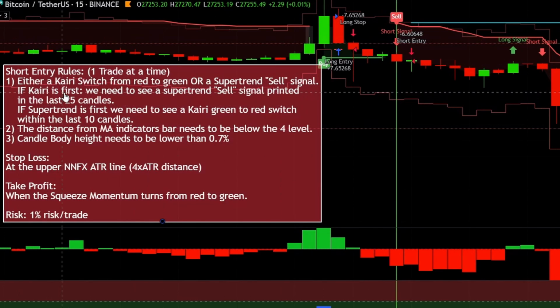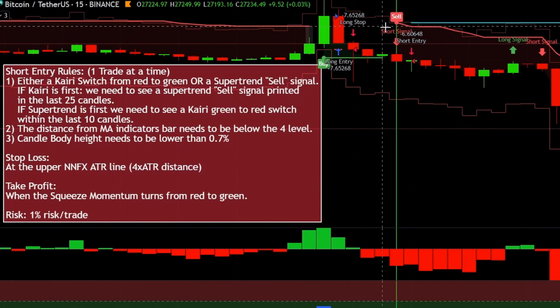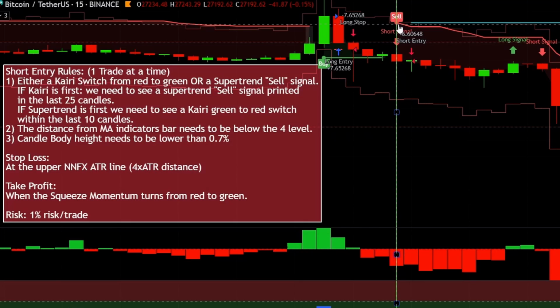If the Kairi is first, we need to see a SuperTrend sell signal printed in the last 25 candles. But as you can see in this case, the SuperTrend gave our entry signal. So, if the SuperTrend is first, we need to see a Kairi green to red switch in the last 10 candles. Let's count back 10 candles and see if there's a Kairi switch from green to red. 1, 2, 3, and as you can see here, we got a Kairi switch from green to red. So this is still a valid short entry.